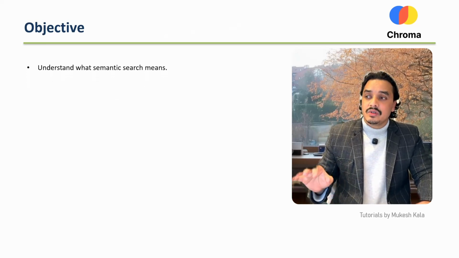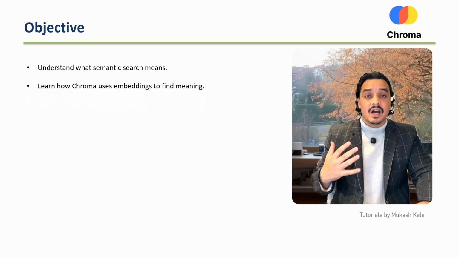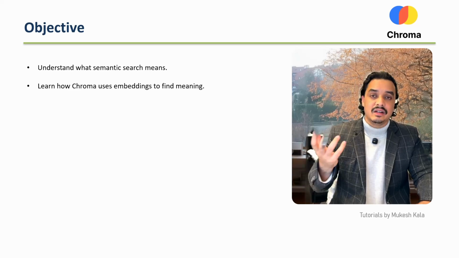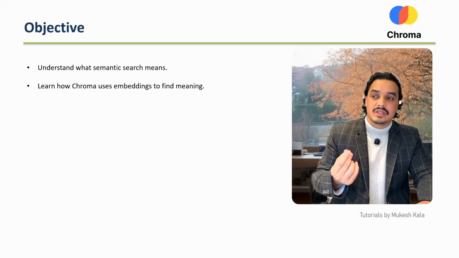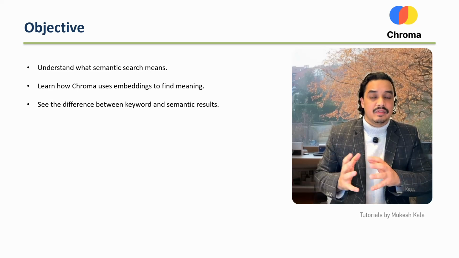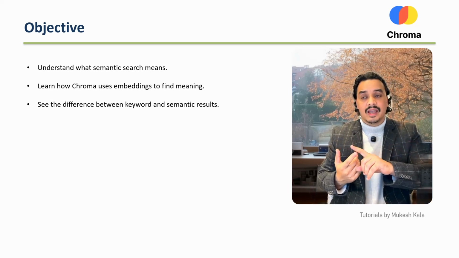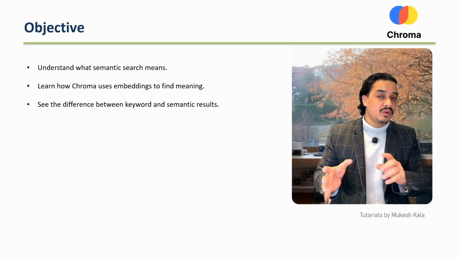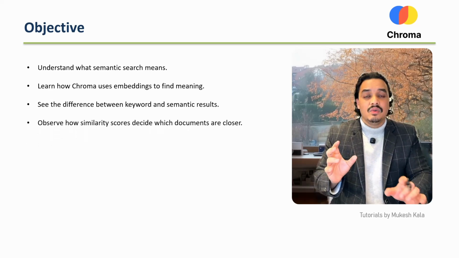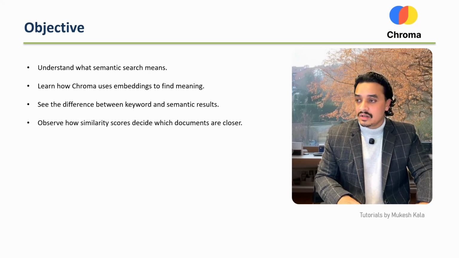Today we are going to learn what exactly semantic search is, and how Chroma actually uses semantic search, and in turn it also uses something called embeddings. Whenever we are working with LLMs and vector databases, there are two things which pop up. One is keyword search and the other one is semantic search. We are going to understand what exactly the difference is, and then how the similarity scores are able to identify which documents are closer.